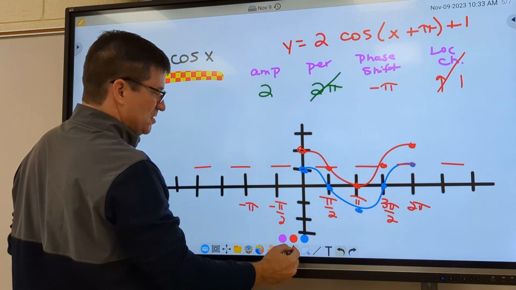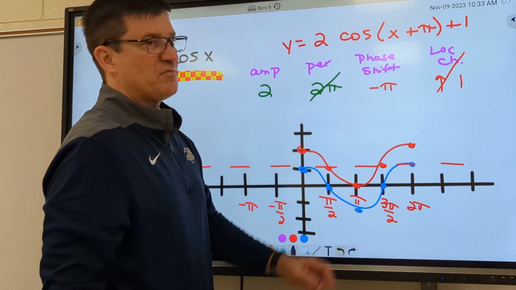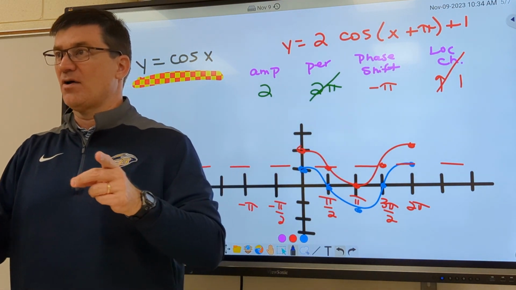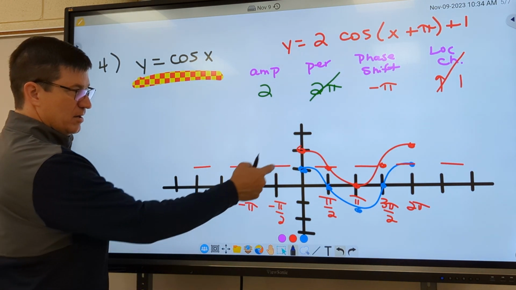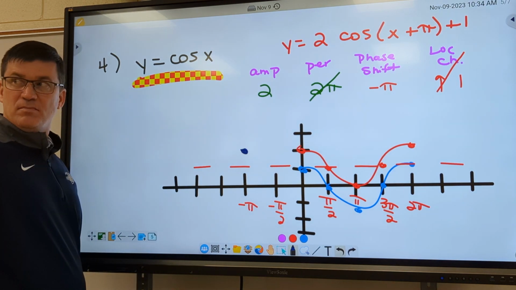Next thing we're going to do is the phase shift. All right, phase shift is easy. It says negative pi. What does that mean? I'm either going to shift it right or I'm going to shift it left. I go to negative pi, just move the whole thing left. Here's negative pi right here. Take that first point, slide it down to right there. Now draw your shape.